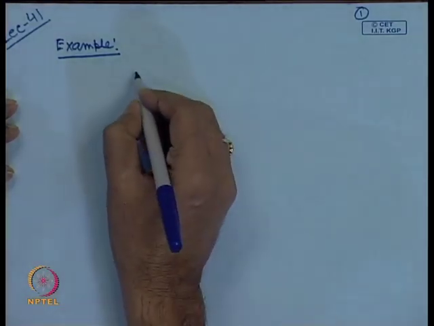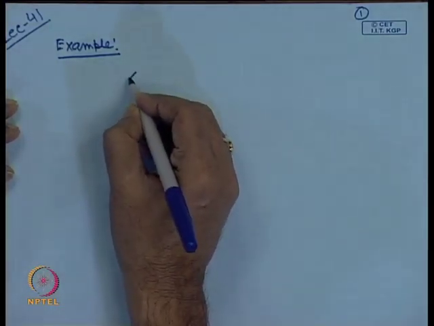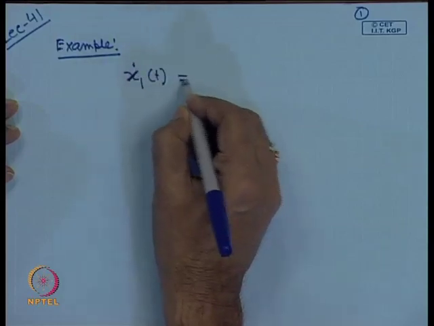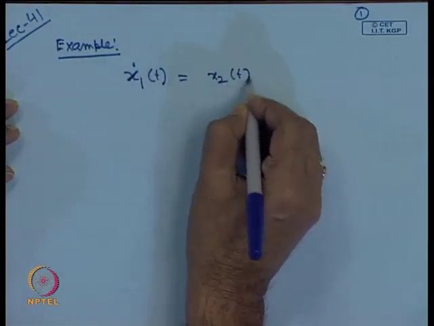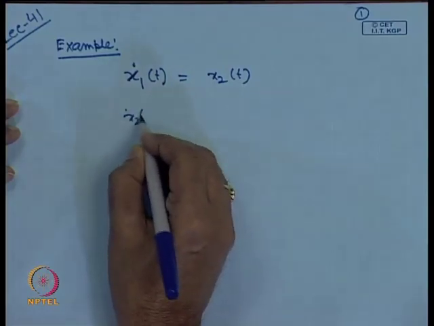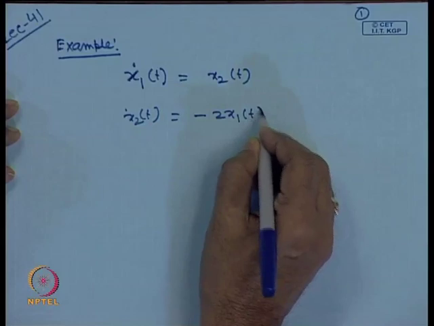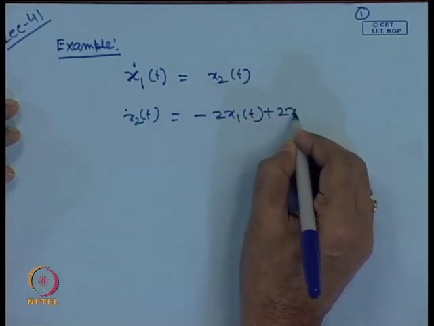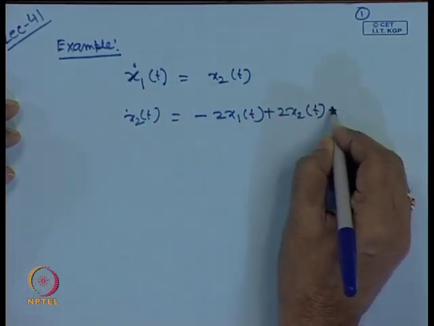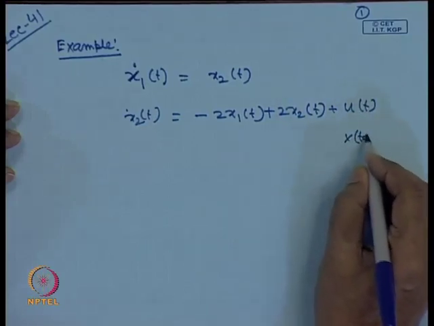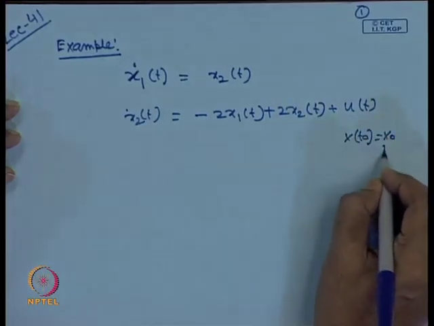Let us consider our dynamic system, which is a second order dynamic system: x1 dot is equal to x2 of t, and x2 dot of t is equal to minus 2 x1 of t plus 2 x2 of t plus u of t, and some initial condition is given.